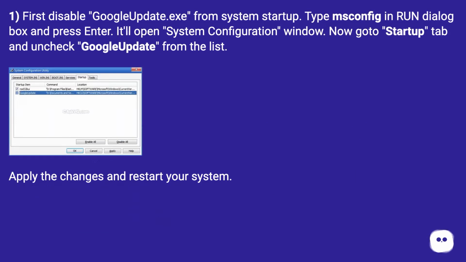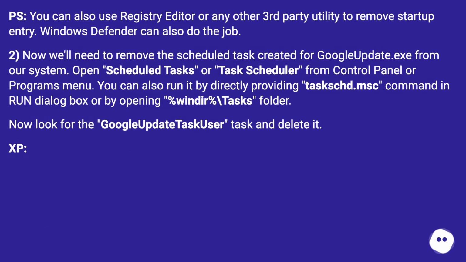1. First, disable GoogleUpdate.exe from system startup. Type msconfig in the Run dialog box and press Enter. It'll open the System Configuration window. Now go to the Startup tab and uncheck Google Update from the list. Apply the changes and restart your system. PS. You can also use Registry Editor or any other third-party utility to remove the startup entry. Windows Defender can also do the job.